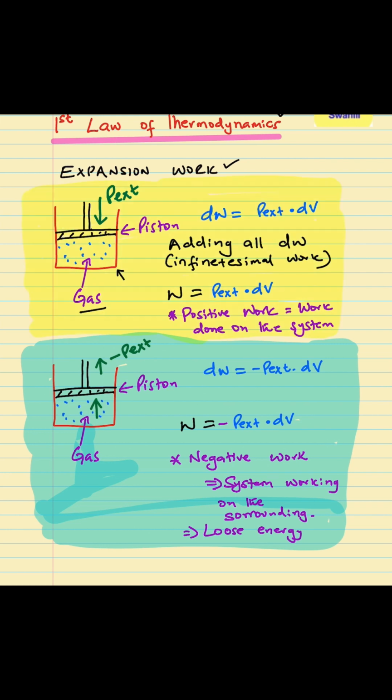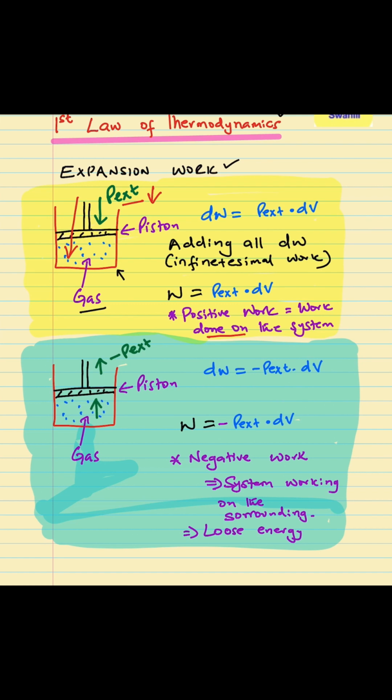In this case, you have two possibilities. In the first case, you have external pressure being exerted downwards, and therefore it pushes the piston into the gas, so it ends up compressing the gas. And in that case, we say work is being done on the gas. So work is done on the system, where the gas there is a system.